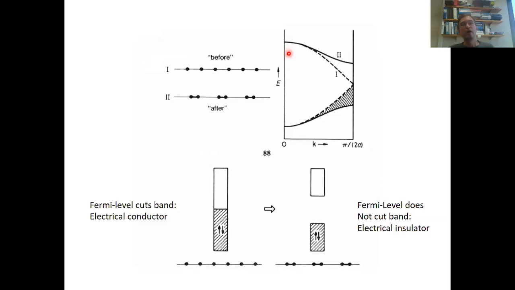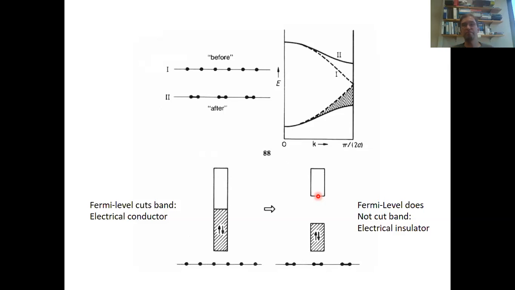And as a result, the distortion actually creates a band gap. Previously, we had a continuous band which was half filled, so the Fermi level was halfway through the band in the undistorted chain. But now as we distort the chain to form H2 molecules, we create a band gap. So that also explains why our H2 molecule is an electrical insulator.